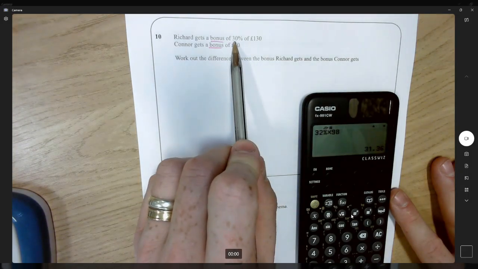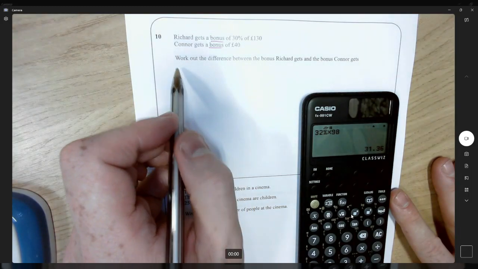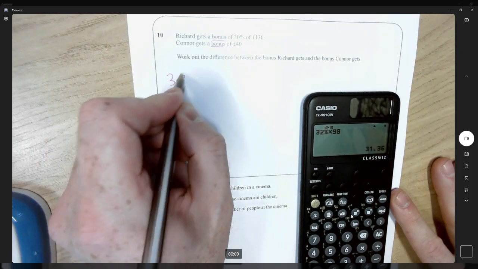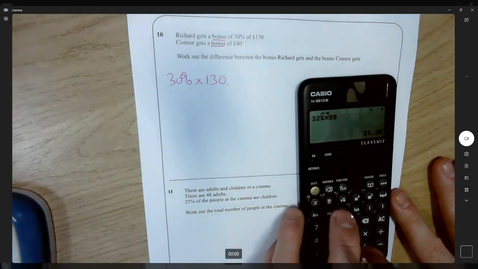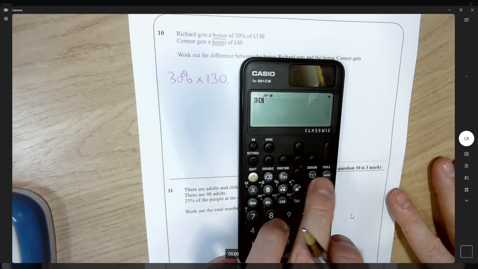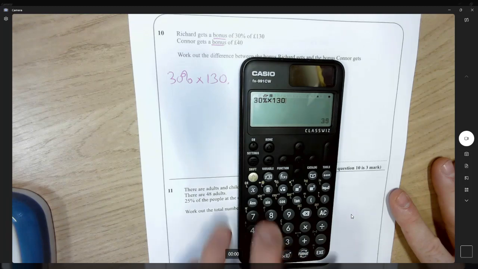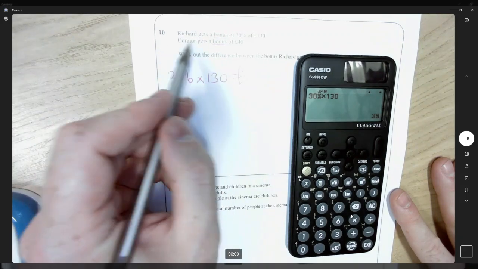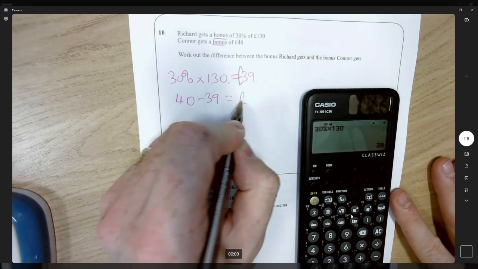Now this could be on calculator. If it's 30%, it's likely to be non-calc. But let's treat it as if we're using a calculator because the percentage and the operations that we do are identical. So I need to find out what 30% of 130 is. Remember, of means times. So 30% times 130. On my calculator, I'm going to do 30, catalogue, probability, percent, times 130, and that's 39. And it says Connor gets a bonus of 40. Work out the difference. So 40 take away 39 equals £1. Done.